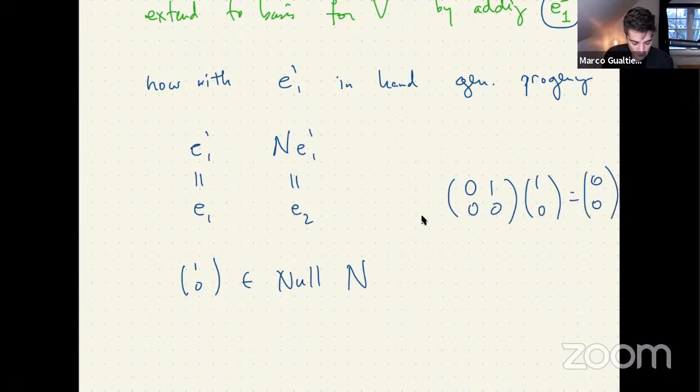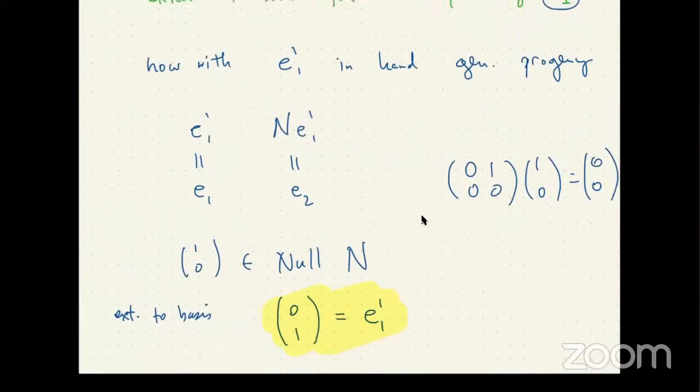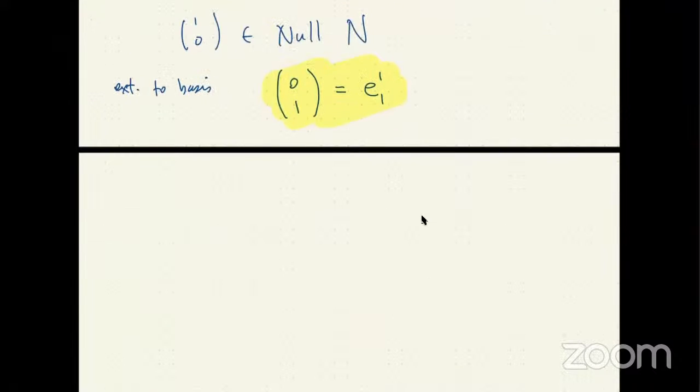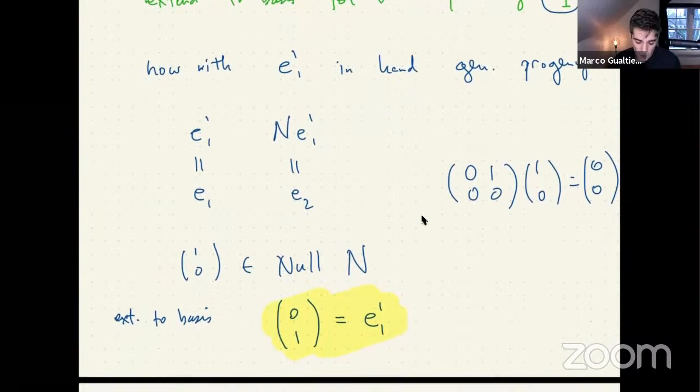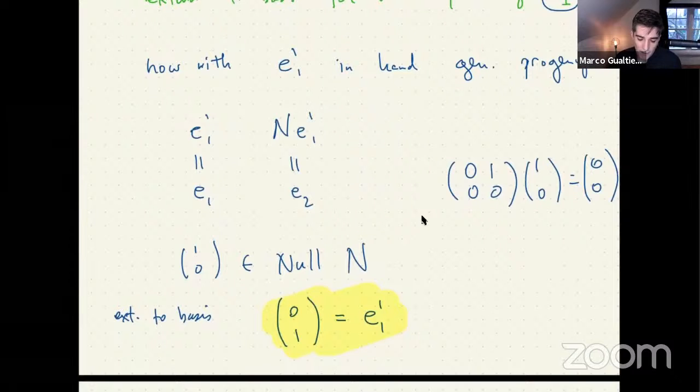Okay. Then I need to extend to a basis. So I need to add another vector to this one, which makes a basis. Well, the simplest choice would be 0, 1, but it doesn't have to be 0, 1. I could pick something else. This is my first genuine basis element. And this is for a basis for V? Yeah.